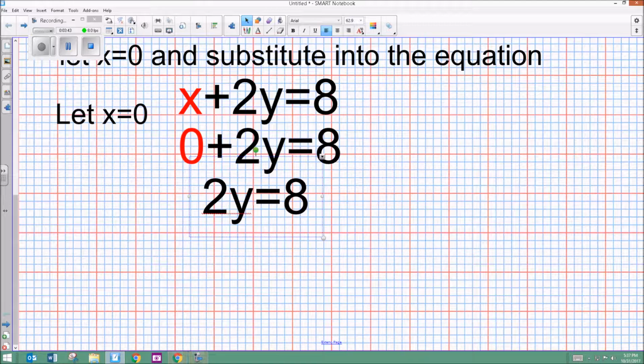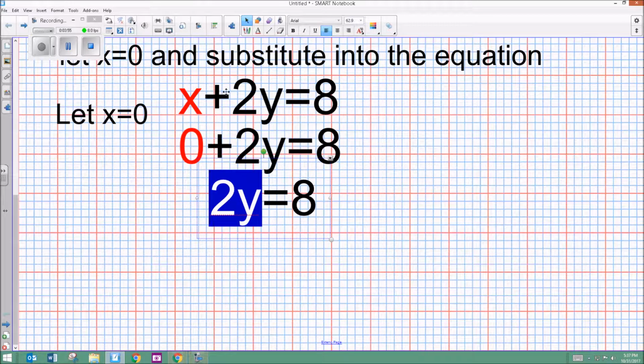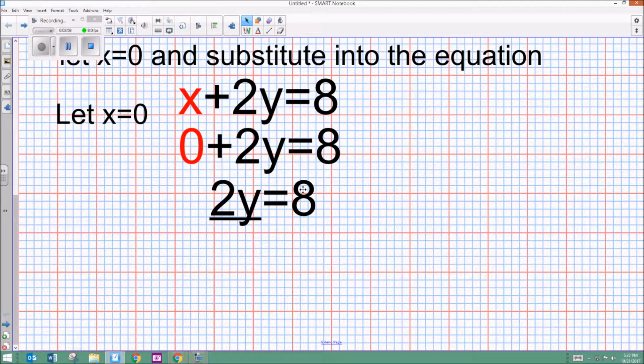Okay? So how am I going to do that here? If I divide both sides by 2, then here's what I do. I'll just do this and do that. Then I'll do this, do that, and I'll divide both sides by 2. So I divide this by 2, divide this by 2, and that's just going to give me y is equal to 4. So y is equal to 4.